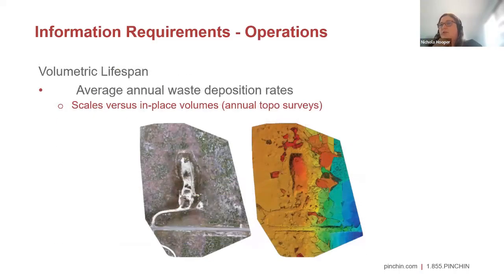One way we determine the volumetric lifespan of a landfill is to do an annual topo survey. By doing this, we can calculate what the average waste deposition rate would be. We're looking at our past information to determine how much volume is being placed annually. All the waste is measured when it gets to the landfill on scales, but the weight of the waste isn't always the same as the volume of the waste, right? Things can be lighter but bigger. So this is a good way for us to determine what that annual waste deposition rate is. Next slide, please.